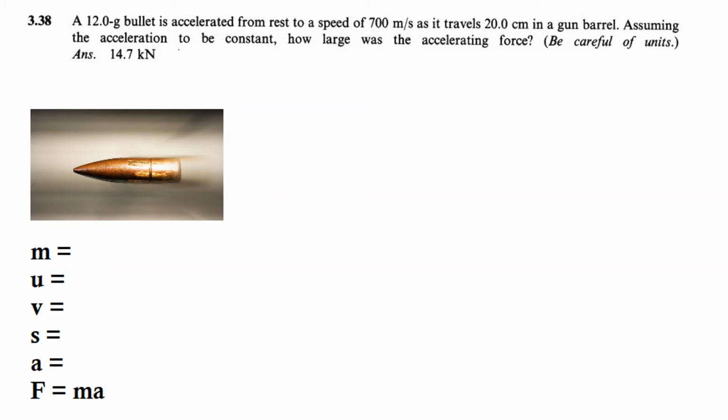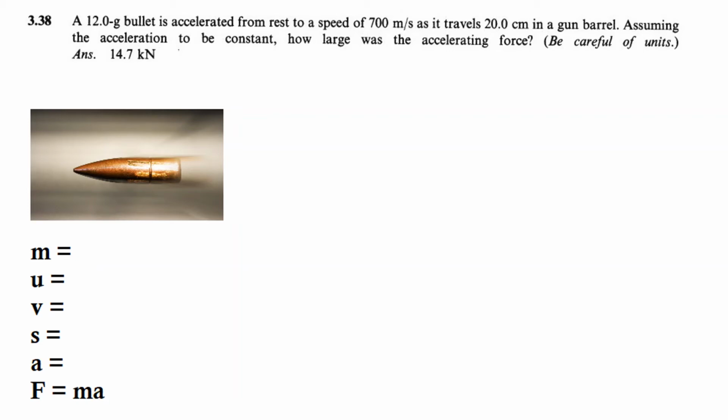Okay, and then for this question, a 12-gram bullet is accelerated from rest to a speed of 700 meters per second as it travels 20 centimeters in a gun barrel. Assuming the acceleration to be constant, how large was the accelerating force? And you have to be careful of units.